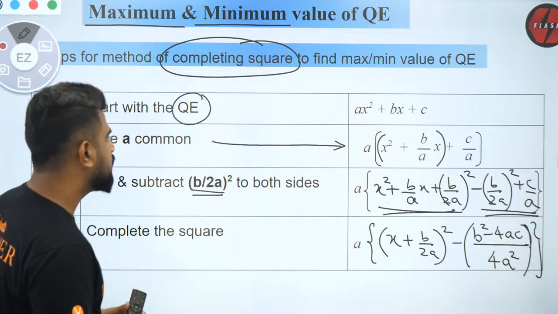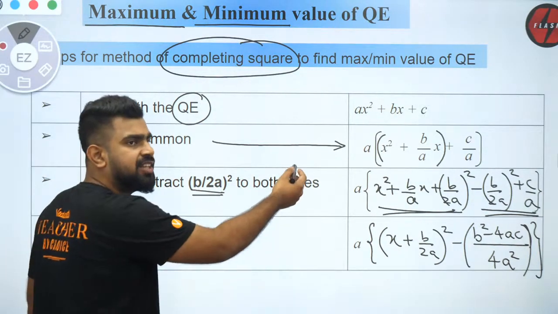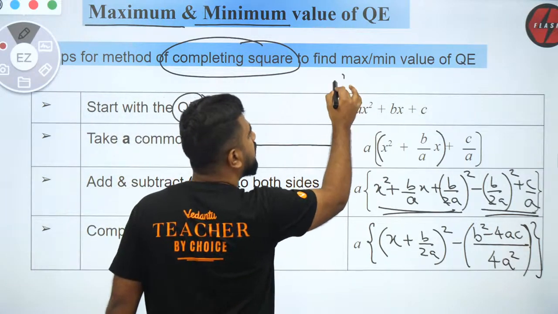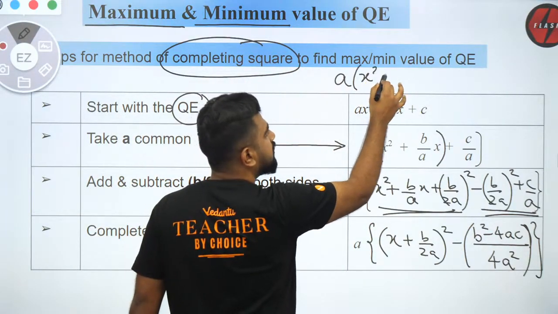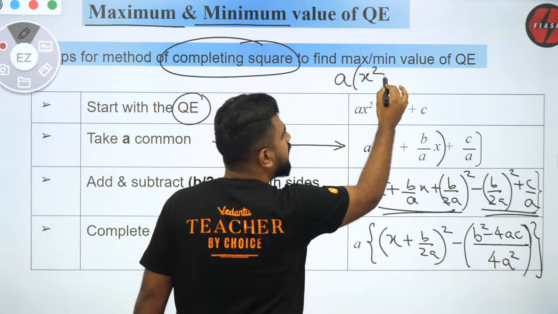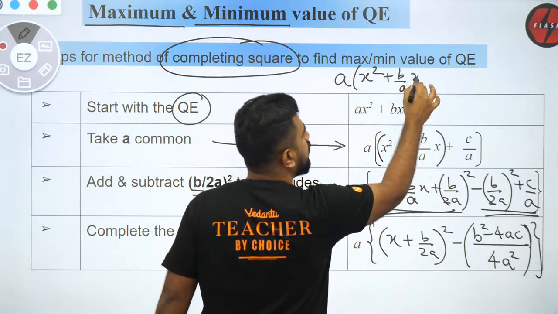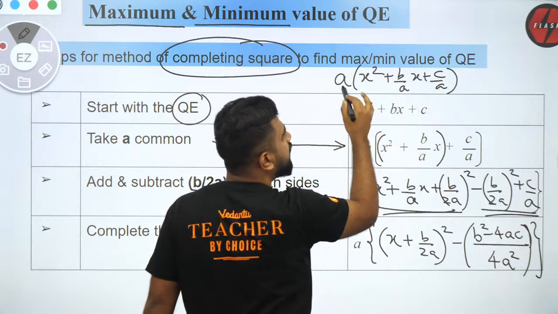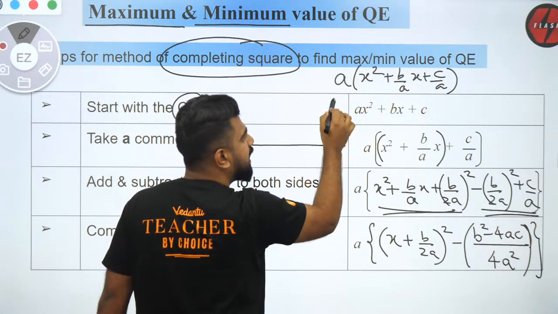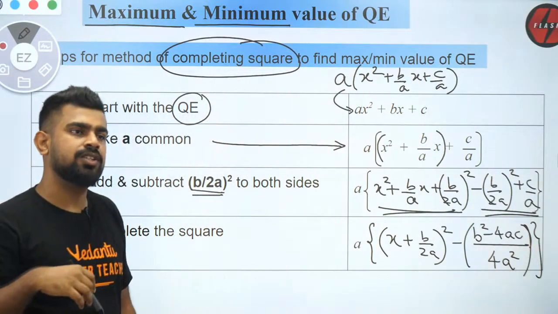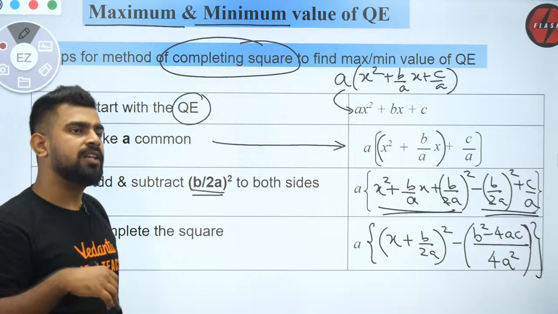Second part, not clear. Shirish, I took a common, man. If I take a common, x square will be there, plus b by a, na? Plus c by a. Because if I multiplied inside, I should get back this. Understood, Shirish? I hope you got it now.